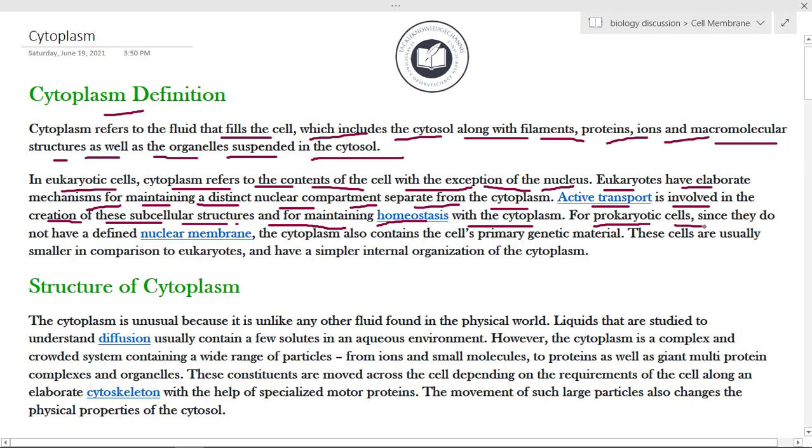For prokaryotic cells, since they do not have a defined nuclear membrane, the cytoplasm also contains the cell's primary genetic material. These cells are usually smaller in comparison to eukaryotes, and have a simpler internal organization of the cytoplasm.